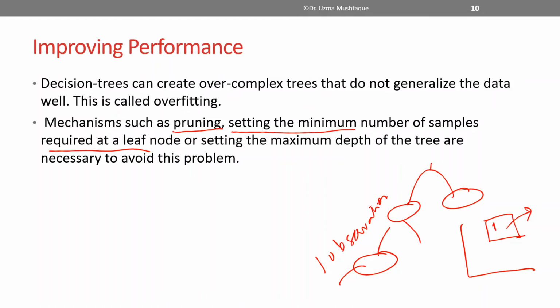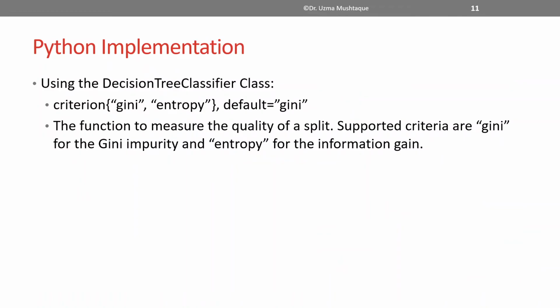There are many ways of pruning, so you can also set a maximum depth of the tree. Basically, I'm not going to go below this level, and so I can do a good job of balancing my variance and bias. So that's called pruning. Okay, and then finally, we are coming to our Python implementation of a decision tree.